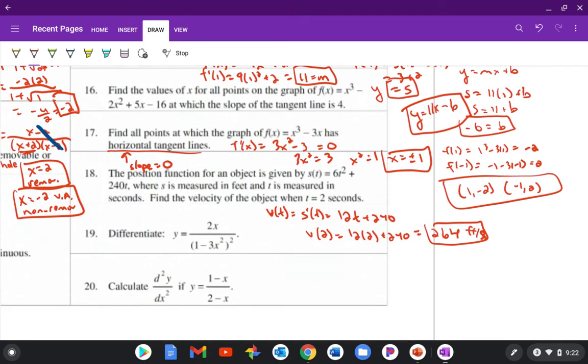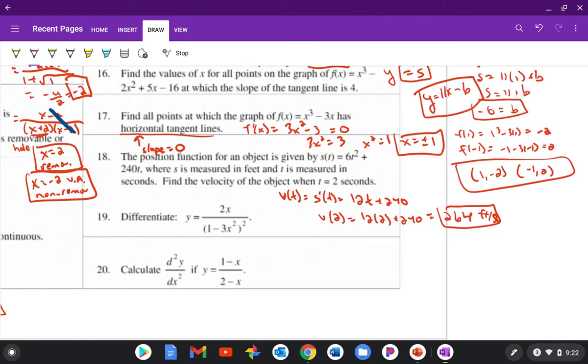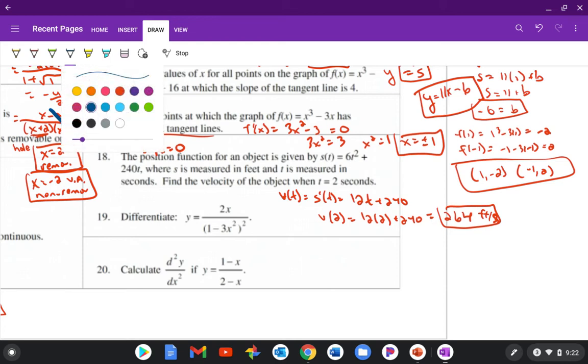For 19, we're supposed to differentiate. This one is going to use two rules. It's going to use a quotient rule, and then it's also going to use a chain rule, along with the power rule. I guess you could really say 3 rules. Let me switch to a different color here real quick.